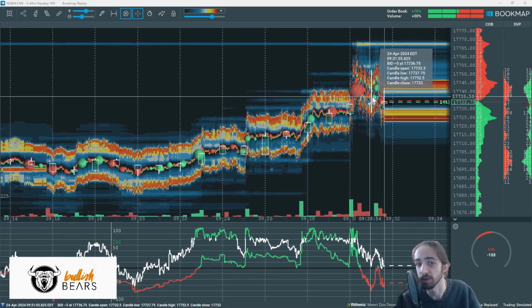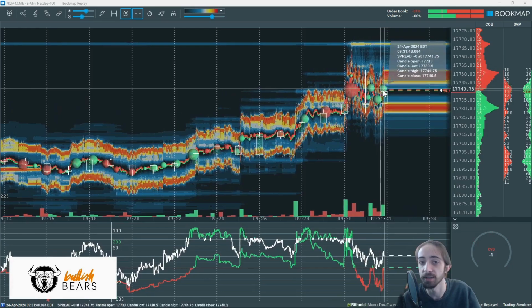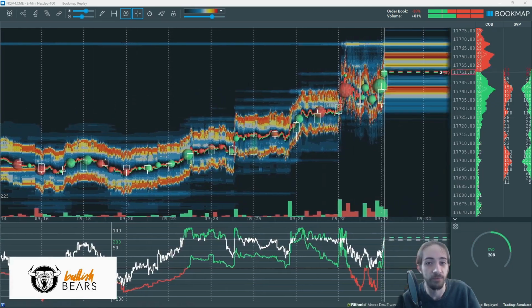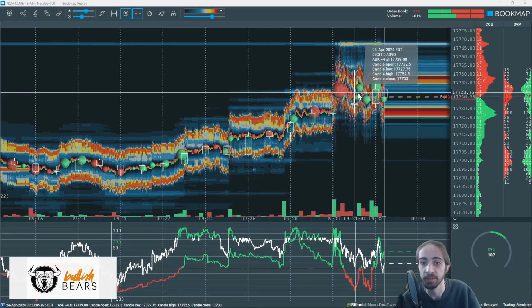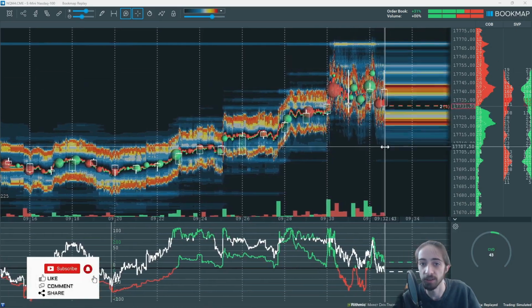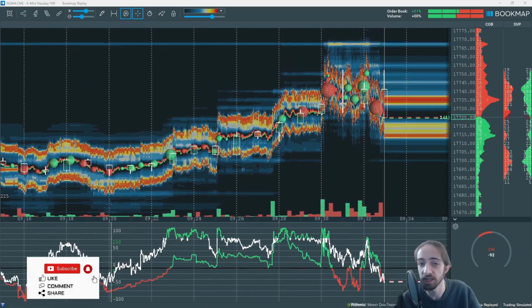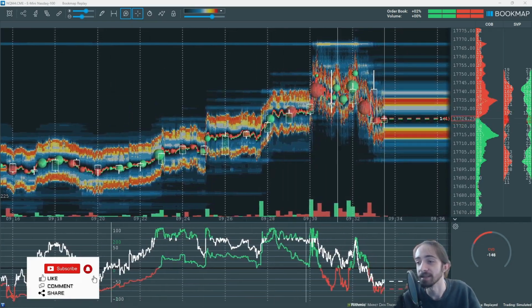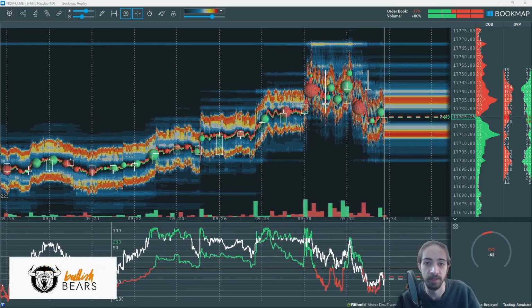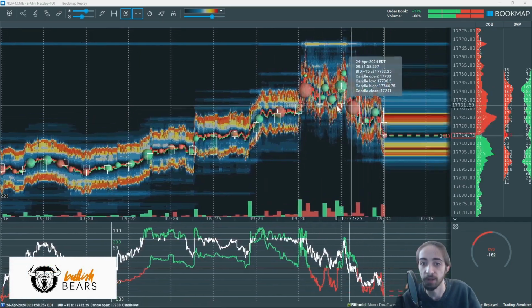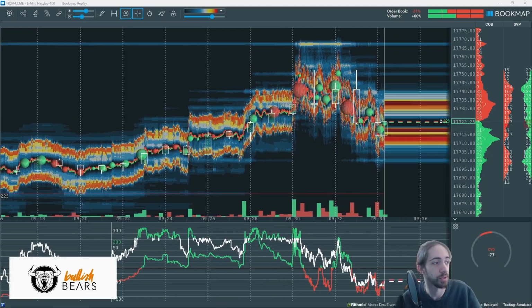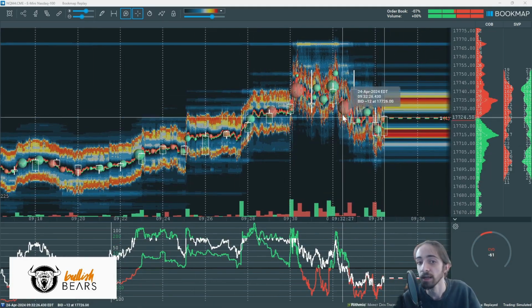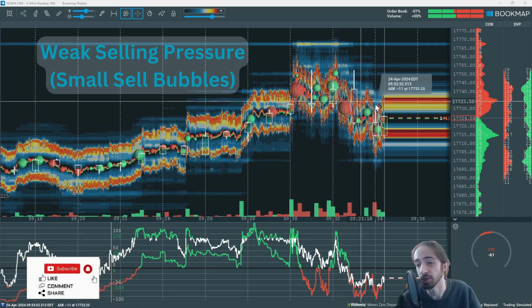We're going to fast forward a little bit, with some more trapped buyers until we finally end up failing this level. See that? All these trapped buyers, we're going to push back lower, grab some liquidity, and I'll show you guys what happens the next time we come up to this 17,740. So we still have some bearish momentum, but not that strong.